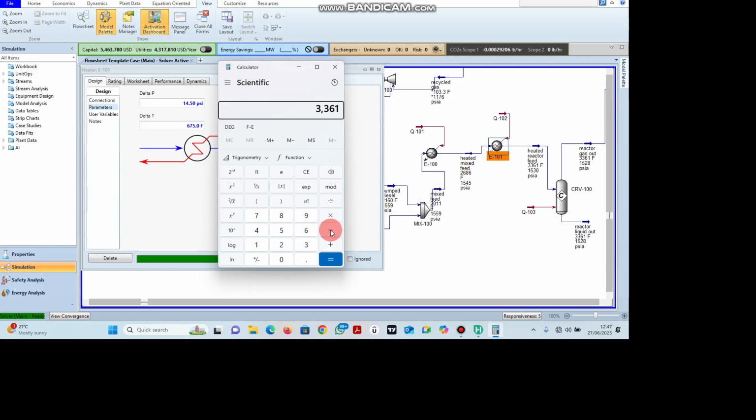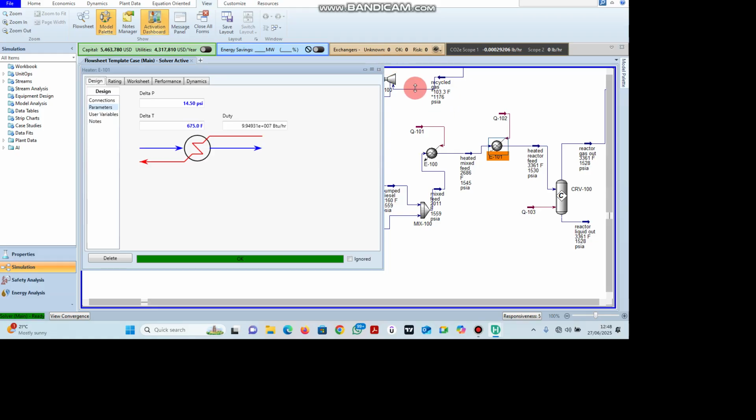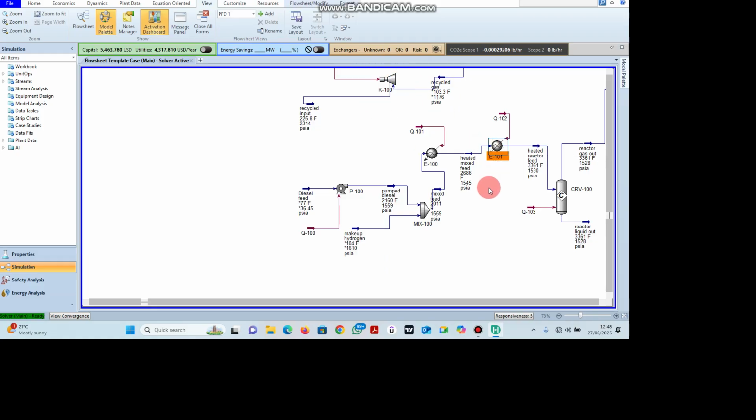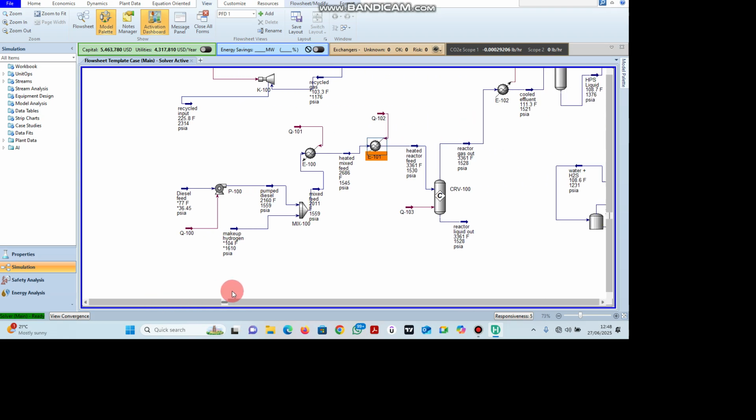But you have 2686 minus that 2686, 675. That will give you delta T. Delta T is change in temperature. Same thing for delta P, change in pressure. Now we have heated our feed to a temperature that we require.